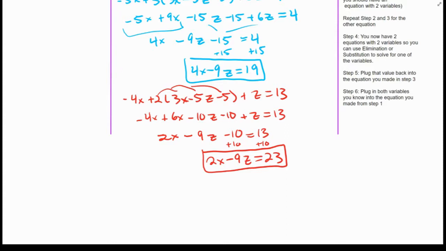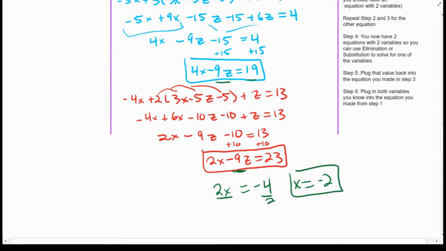So I need to either use elimination or substitution to simplify to a single variable. And I'm actually going to use elimination, because I have a negative 9z and a negative 9z. So if I subtract those two equations, that will give me just the x value left. If I do 4x minus 2x, I get 2x. Negative 9z minus negative 9z just gives me 0. And 19 minus 23 gives me negative 4. So now I just solve for x, which is equal to negative 2.